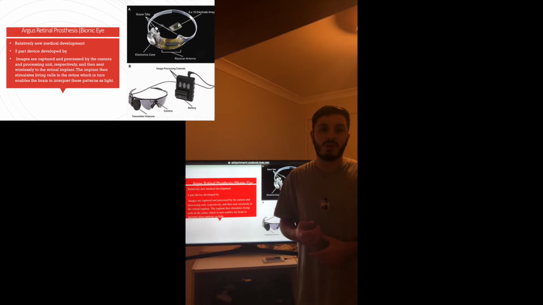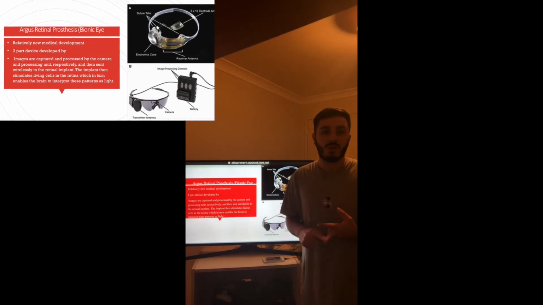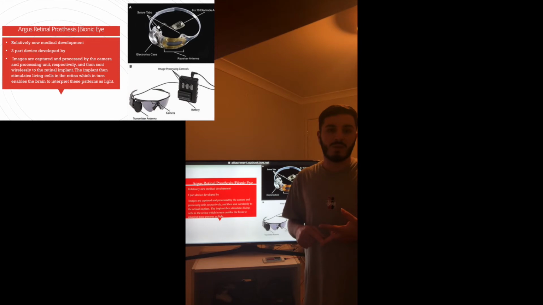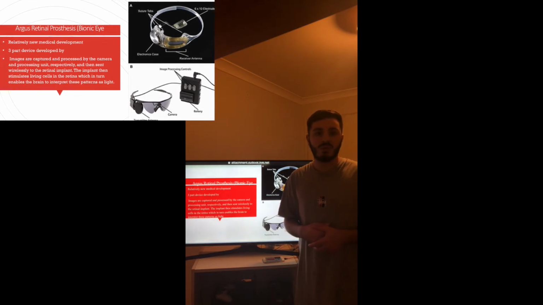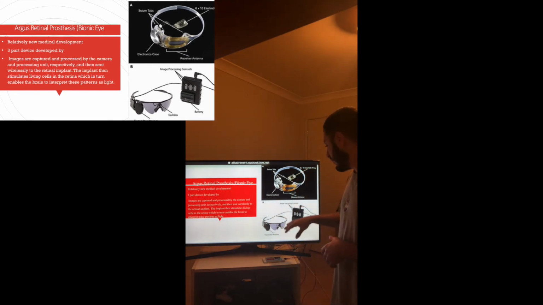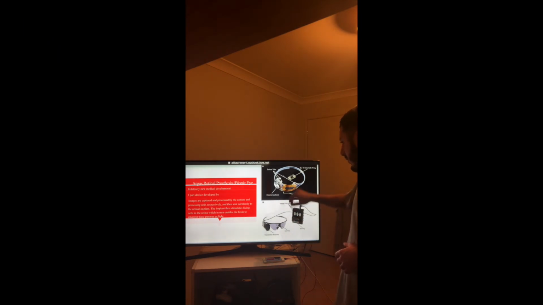This implant is also accompanied by external accessories such as a camera mounted on a pair of glasses and a portable video processing unit. Its functionality is quite simple. The images are captured and processed by the camera and processing unit and then sent wirelessly to the retinal implant. The implant then stimulates living cells in the retina, which in turn enables the brain to interpret these patterns as light. So this is an example of the device. It's got the camera with the processing unit and the retinal implant, which is located there.